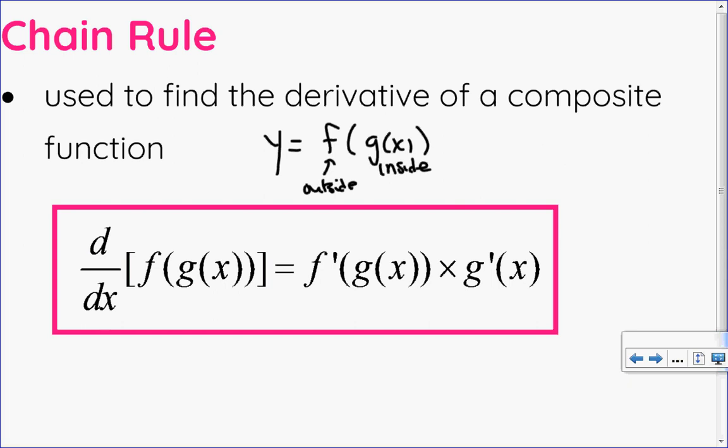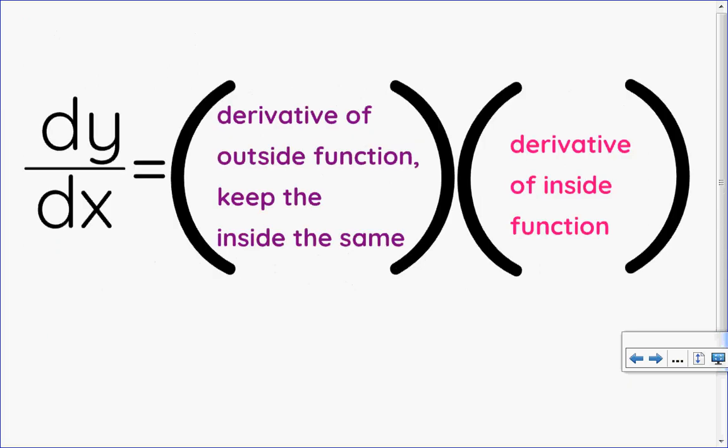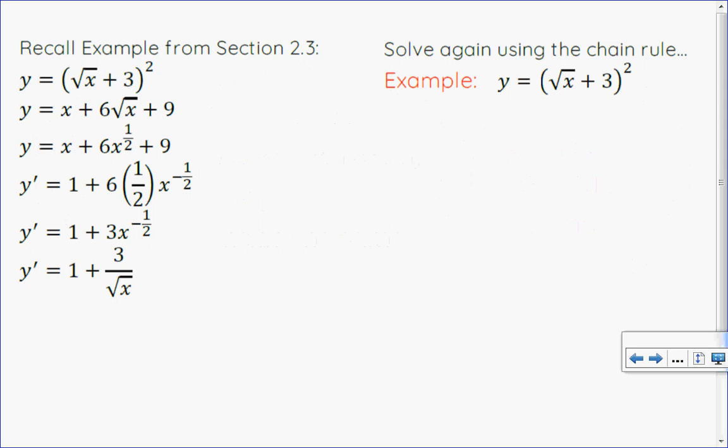So what that really means is that we just take the derivative of the outside, keeping the inside the same, and multiply it by the derivative of the inside. So remember the question that we did with power rule? We had root x plus 3 all squared, and we expanded it, grouped like terms, and then did the derivative using power rule. Well, this time I'm going to show you that we can use chain rule to do that because this is a composite function.